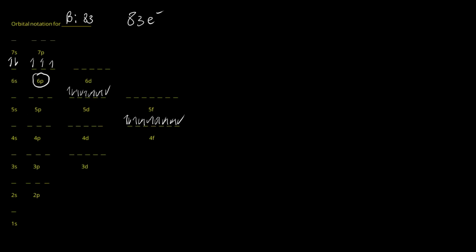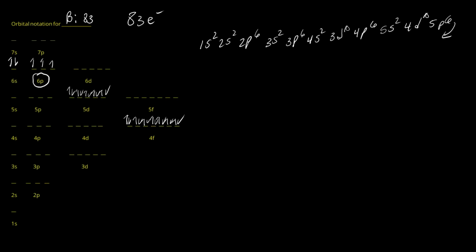So the electron configuration will be 1s2, 2s2, 2p6, 3s2, 3p6, 4s2, 3d10, 4p6, 5s2, 4d10, 5p6, 6s2, 4f14, 5d10, 6p3.